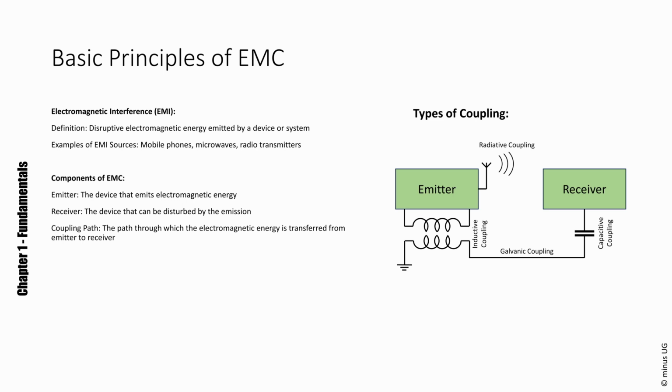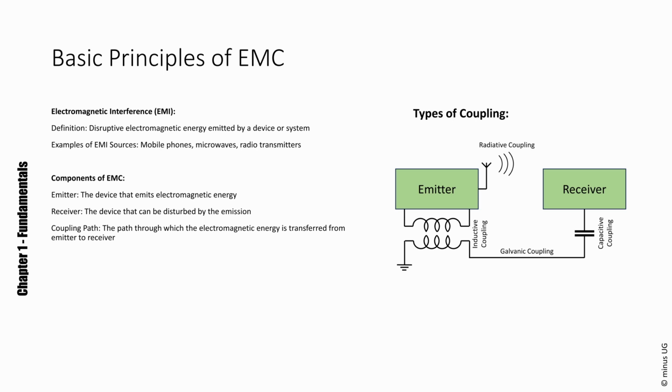This diagram illustrates the different types of electromagnetic coupling that can occur between an emitter, which generates electromagnetic energy, and a receiver, which is affected by this energy. Galvanic coupling. This occurs when the emitter and receiver are connected by a direct physical conductor. Electromagnetic energy is transferred through this direct contact, which can lead to interference if not properly managed.